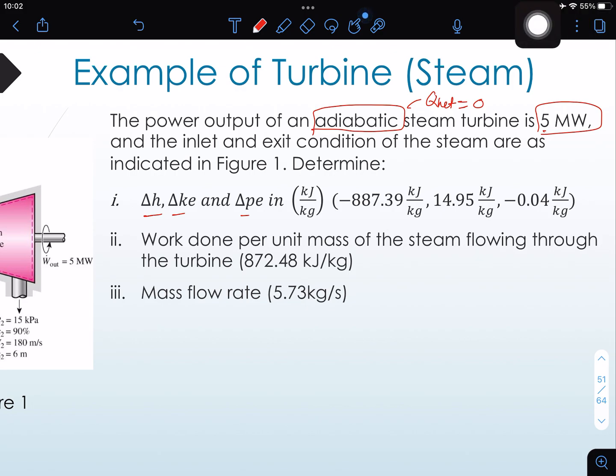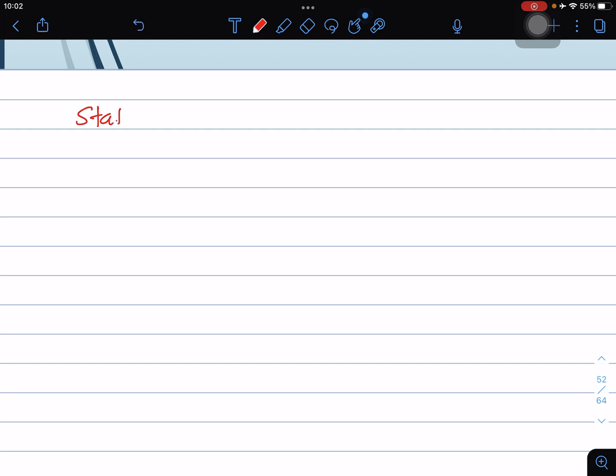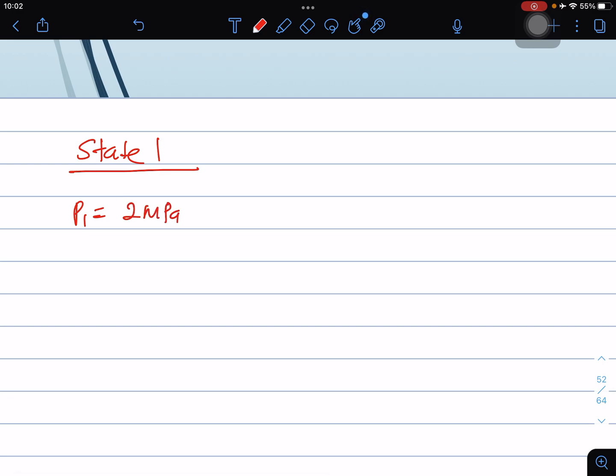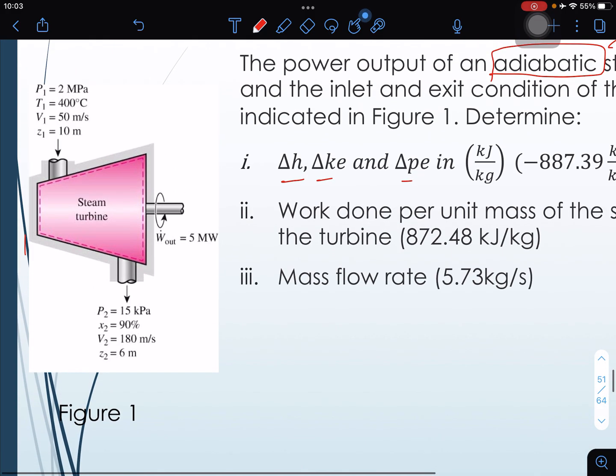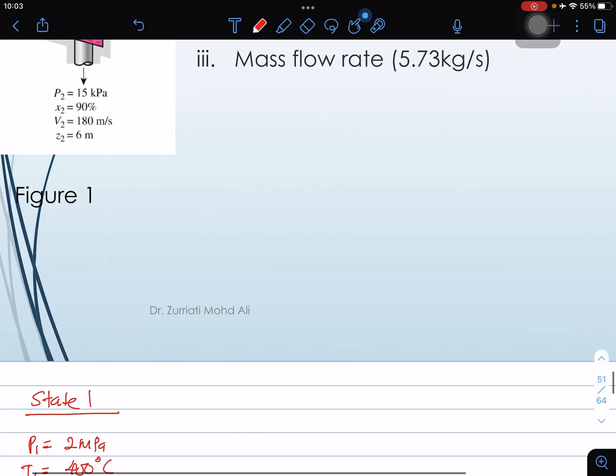What we need to do is sketch your problem first, at state 1 and also state 2. Since this is steam, we need to determine the phase for each of the states given. Here at state 1, P1 is equal to 2 megapascal and 400 degrees Celsius. Also given is 50 meter per second as its velocity, while Z1, the elevation, is 10 meter from the reference point.